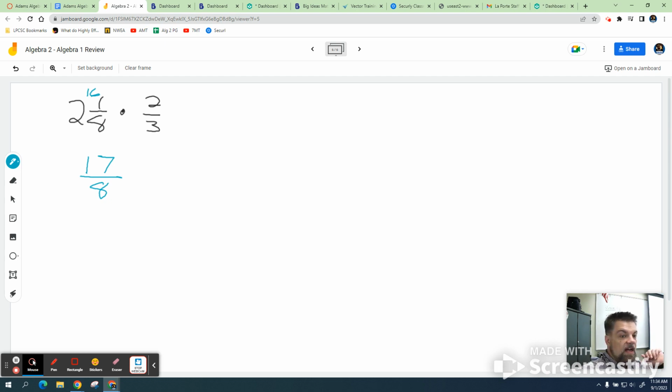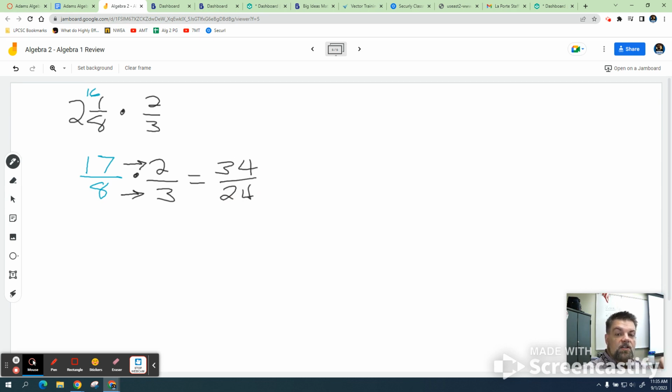Now the reason that we have to do that is because when I go to multiply it, remember when you multiply fractions, you just multiply the top across and the bottom across. So 17 times 2 is 34, and then 8 times 3 is 24. All right. Now this is technically the answer, but we want to see if we could reduce it somehow.